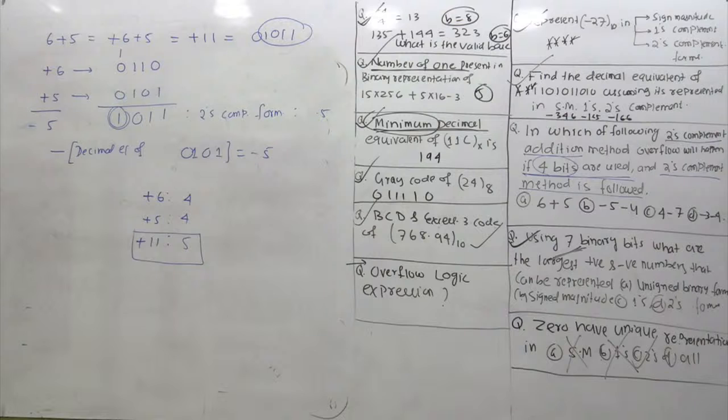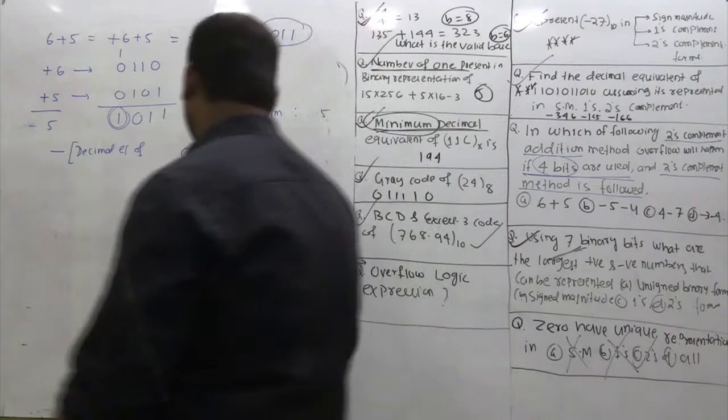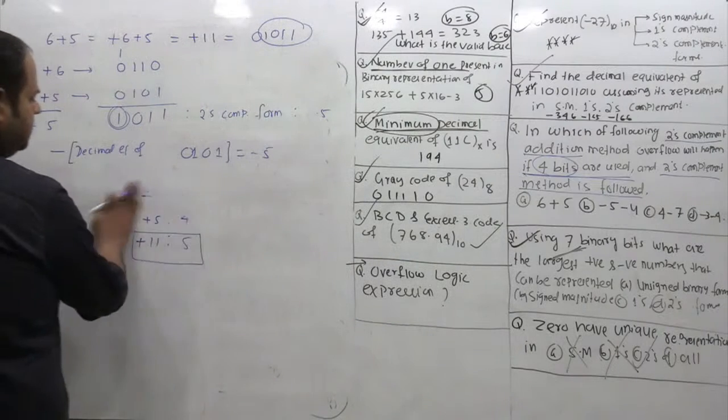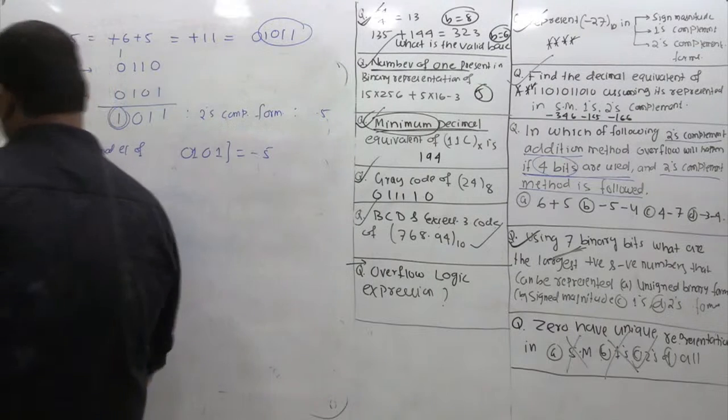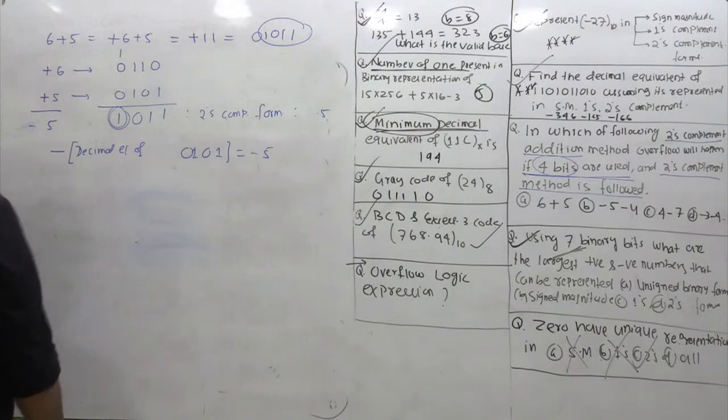Okay. So if you understood this logic, now without doing all these things, you should be able to tell me directly in what cases overflow will happen and in what cases it will not happen. What do you think, in the second case, will overflow happen or not? In -5, -4, will overflow happen or not?